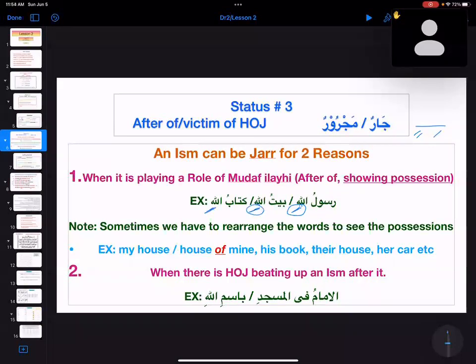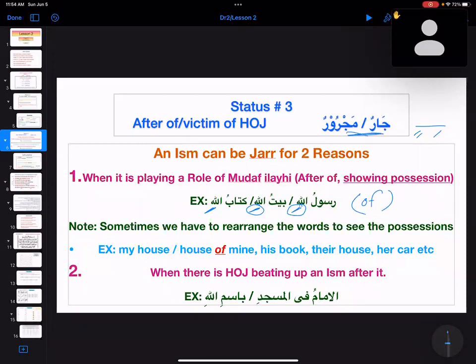Okay. Yes. And now when we translate, we say the Rasul of Allah, or house of Allah, or Kitab of Allah, right? So the word of is coming in between these two isms, right? And that's why we call them after of this jar. Another name we can give it is that this is after of.